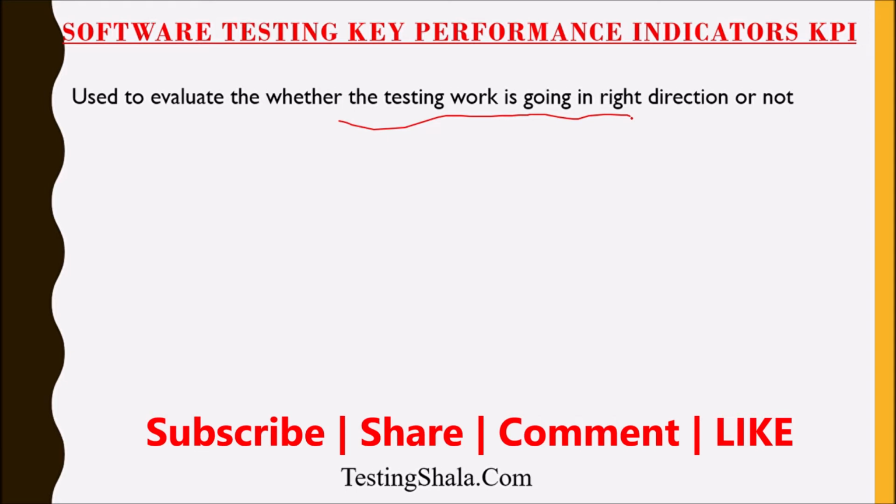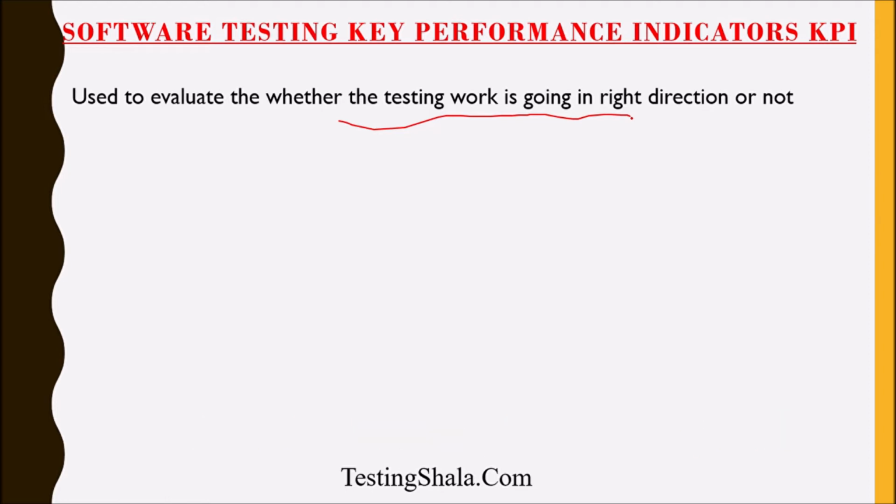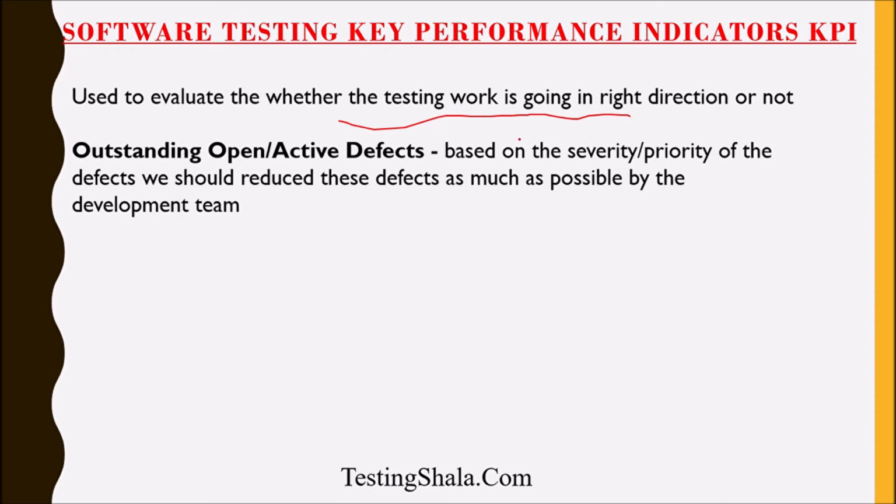Hence, the key performance indicators are very crucial for the management team to assess the health of the testing project. So let us move on and understand one by one what those important key performance indicators are. The first one is outstanding open or active defects. Outstanding means how many defects are still in open status, which is called an active defect. How many defects are still in the developer's bucket, where someone is working on fixing the issue.